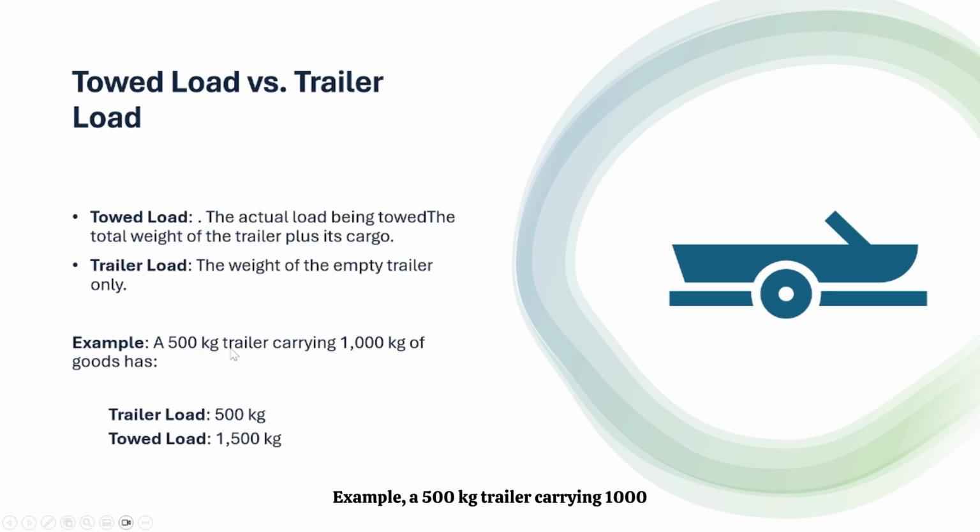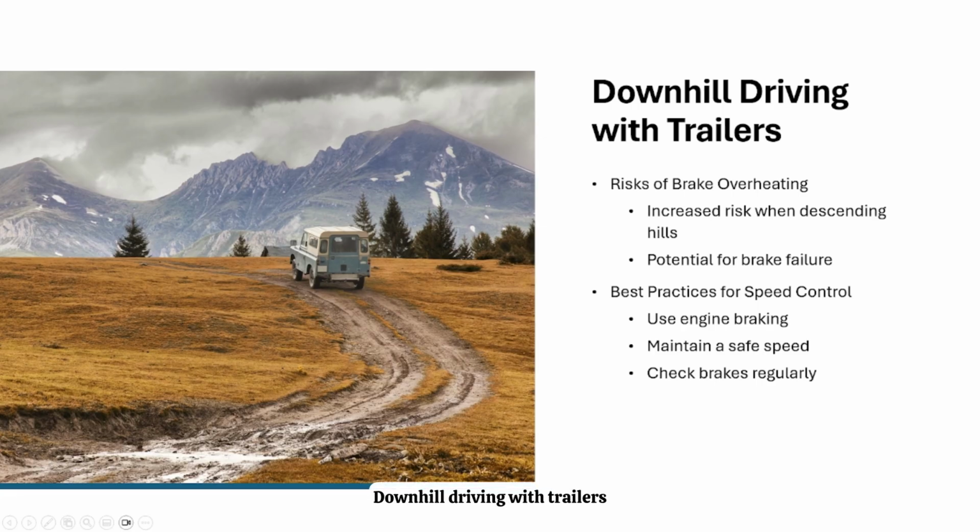Example: a 500 kg trailer carrying 1000 kg of goods has a trailer load of 500 kg, which is the weight of the trailer, and the towed load is the weight of the combination, which is 1500 kg. Downhill driving with trailers. Brake overheating is a risk when descending hills. Use engine brake, maintain a safe speed, and check brakes regularly to prevent brake failure.